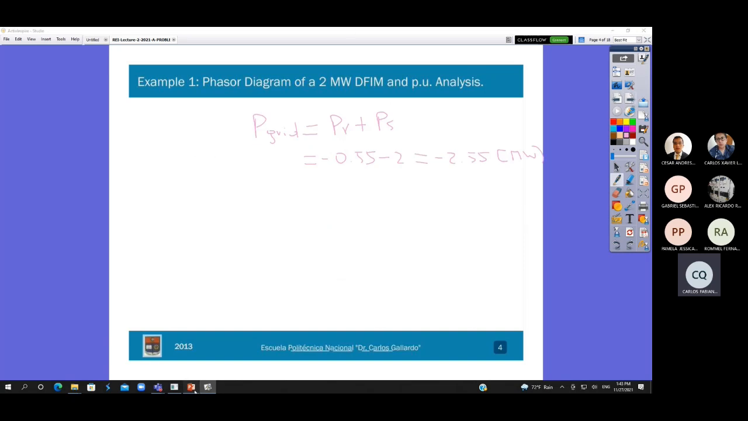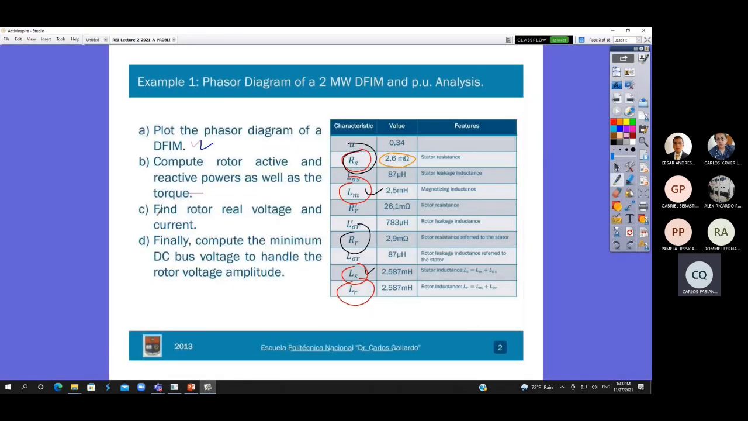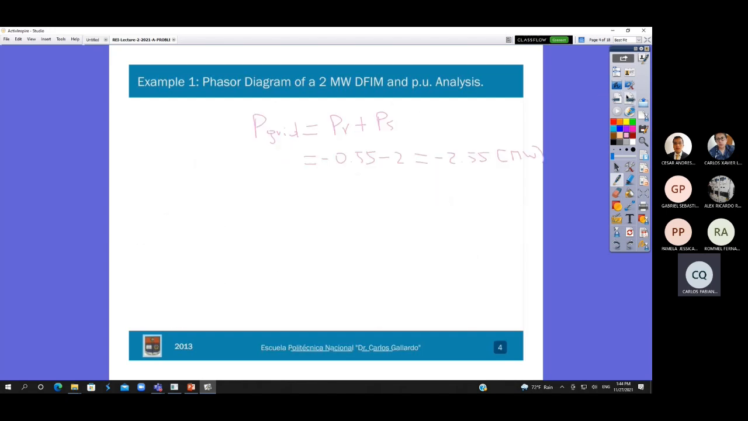So let's continue with the next question. The next question is: find the rotor real voltage and current. It means that if I want to compute the real values, I need to refer to the rotor side. For that, I will use the turn ratio. Do you remember in the previous class, u is something like the turn ratio, right?